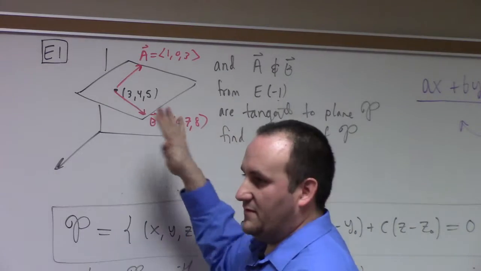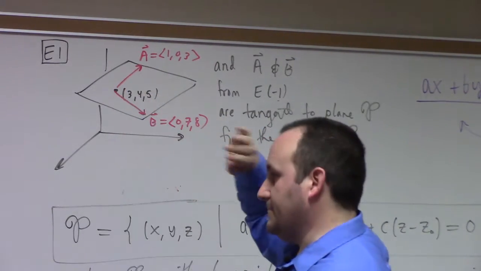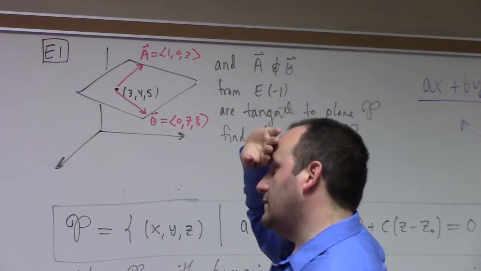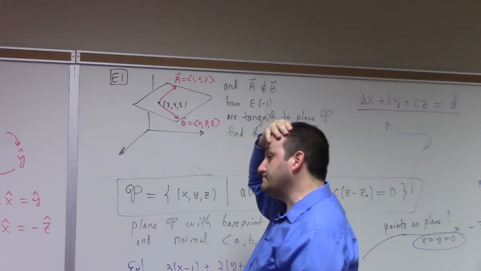I'm giving a geometric definition. That means it's actually in the plane. It's one of the definition of a tangent to a plane is that it's perpendicular to the normal.